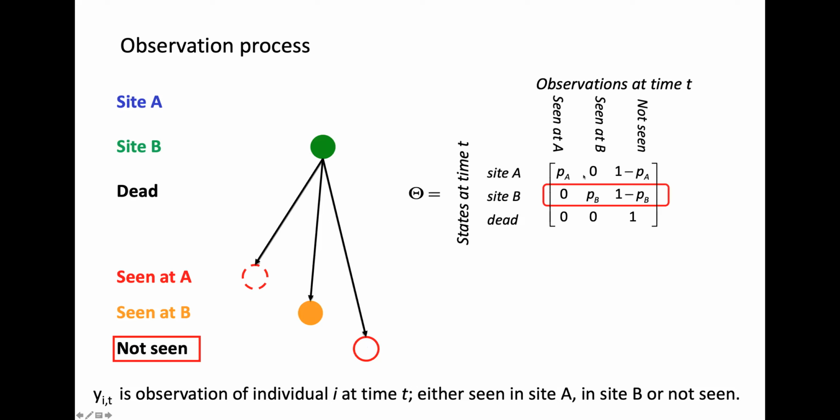And to formalize that, again, we're going to use the matrix we introduced before, the big theta matrix, which is the observation matrix, where we have the states in rows and the observations in columns.